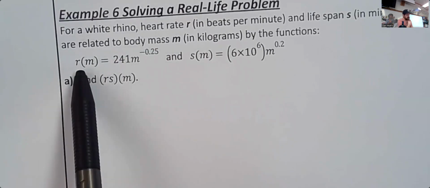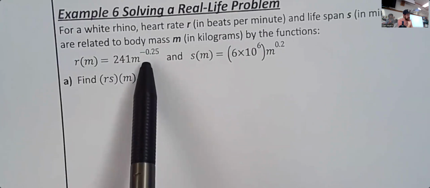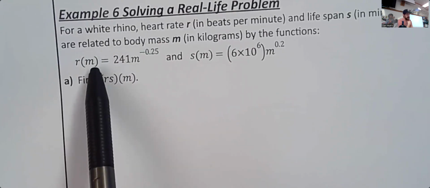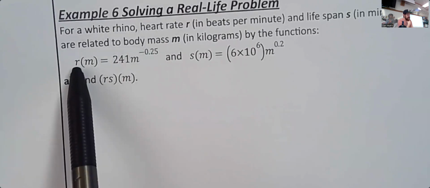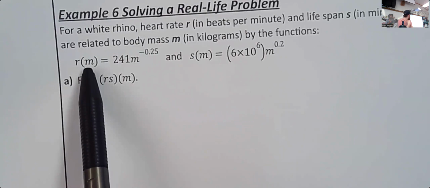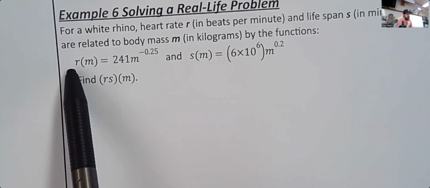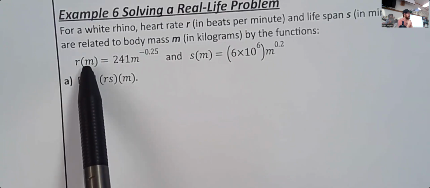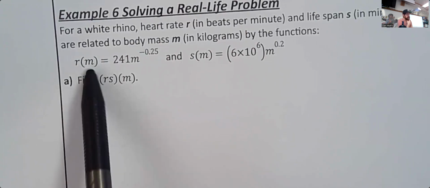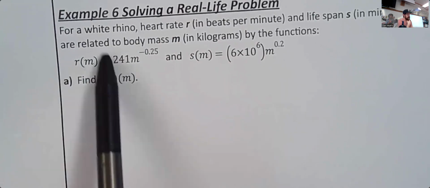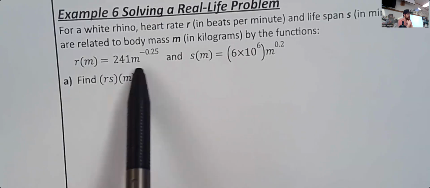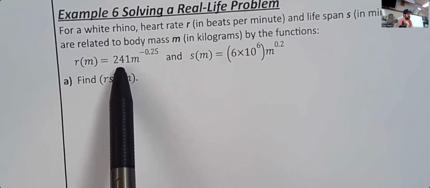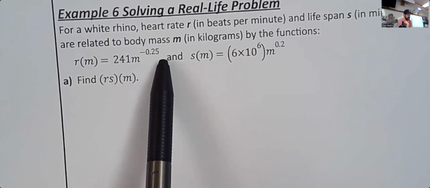So the heart rate is 241 M. Oh, sorry, M is not the minute. Sorry, M is the mass in kilograms. So we're talking about heart rate, beats per minute, related to how heavy the white rhino is in kilograms. The function that models the heart rate for a particular rhinoceros with a certain weight in kilograms is 241 M to the negative 0.25 power.